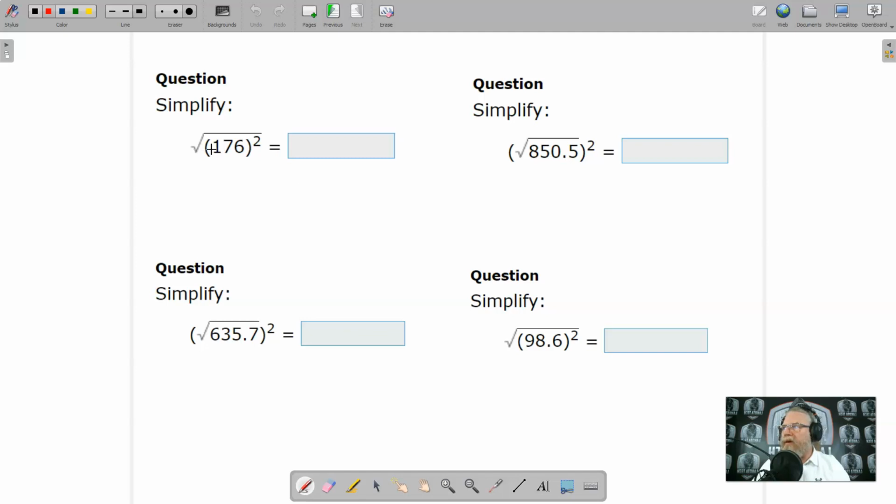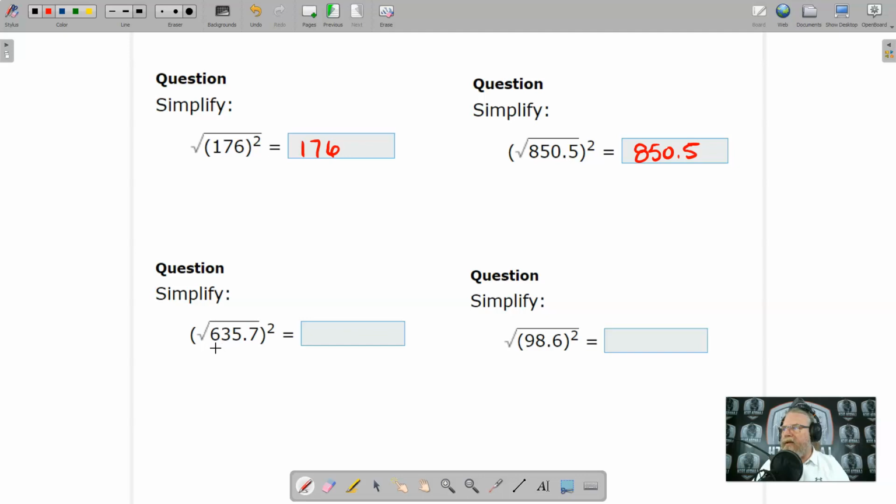The square root of 176 squared. So this is the square root of a square. So we're just going to get 176. Over here we have a square root being squared. Well, we're just going to get the value that's the radicand. The value of the radicand is 850.5.